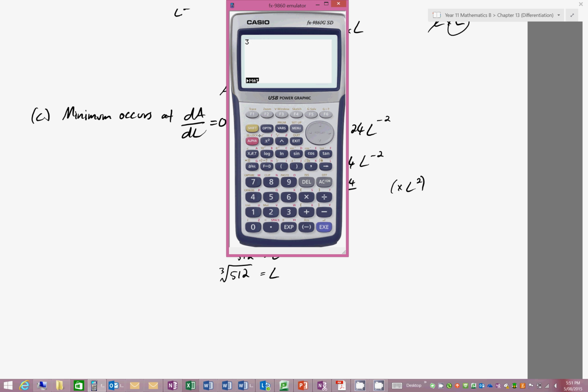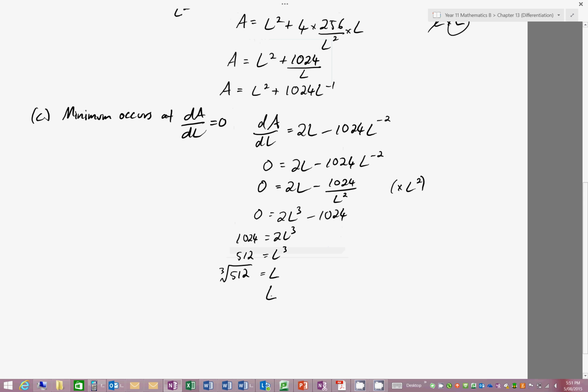The cube root of 512 is 8, since 8 times 8 is 64, and 64 times 8 is 512. So L equals 8. Should I take the plus or minus cube root? No, because minus 8 times minus 8 times minus 8 gives negative 512, which isn't 512. So minus 8 isn't an answer here. L equals 8.